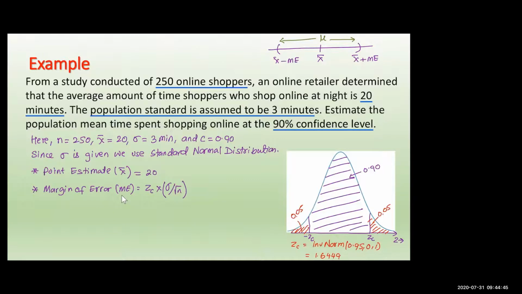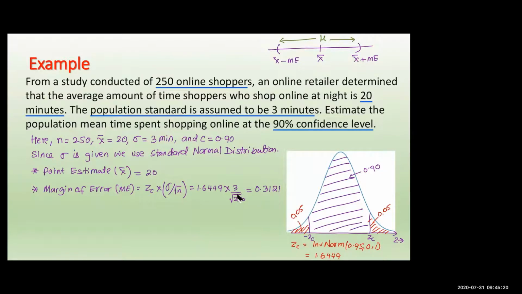So Z sub C is 1.6449 multiplied by the population standard deviation, which is 3, divided by the square root of n. N is 250, that is our sample size. Now let's simplify this using the calculator. After simplifying, the result is 0.3121. So that is the margin of error.